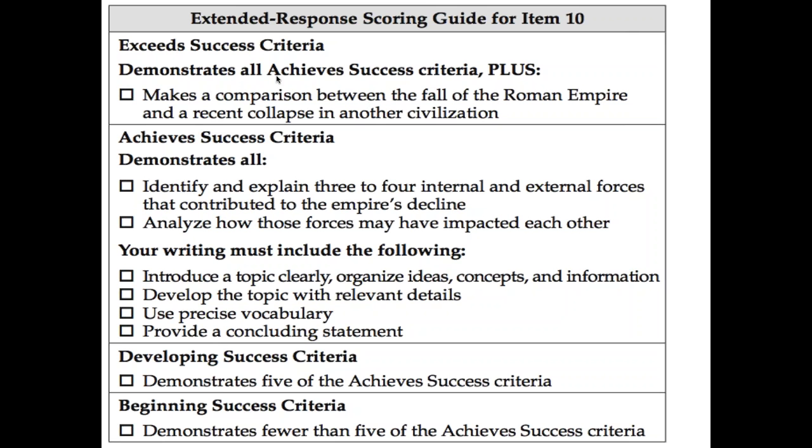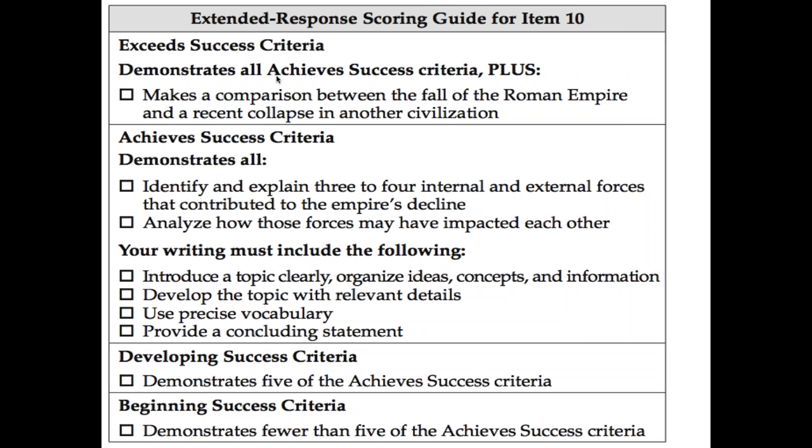But I really want us to look at how empowering and how much less cumbersome this scoring guide is for what is below achieves. We have not just a checklist, but places to provide students feedback when they've met it and where their next step would be, as opposed to saying, identified 3 internal forces but didn't really explain them. Didn't quite analyze those forces, how they impacted, or analyzed incorrectly how they impacted each other.